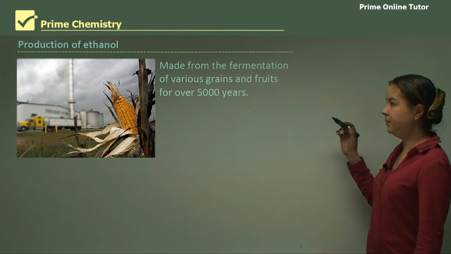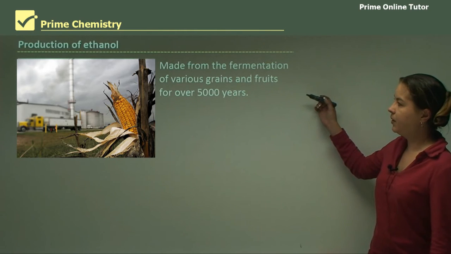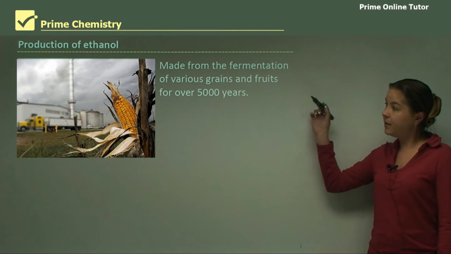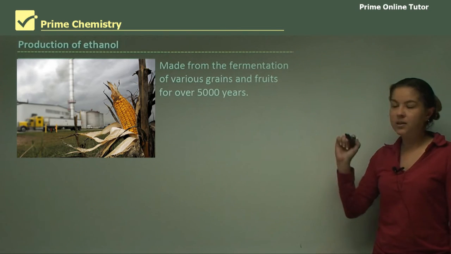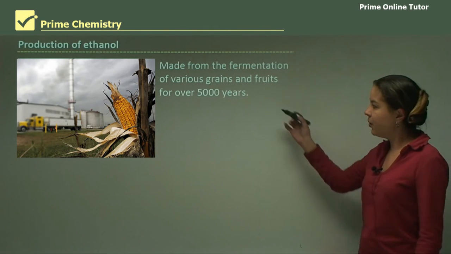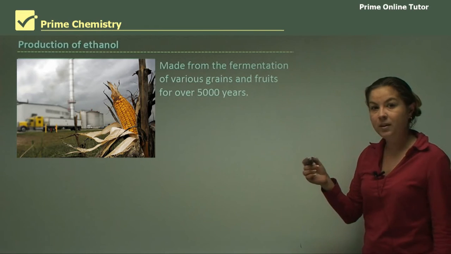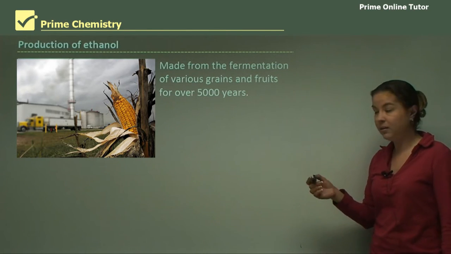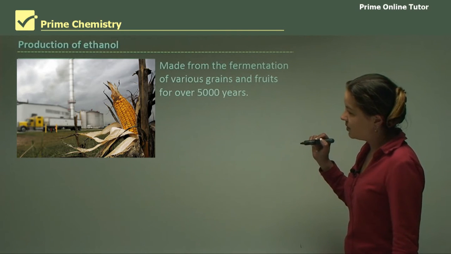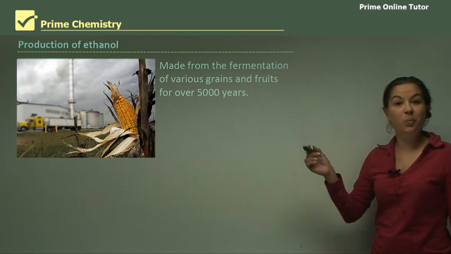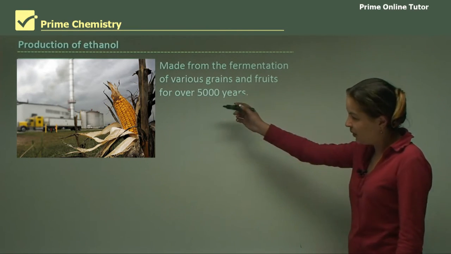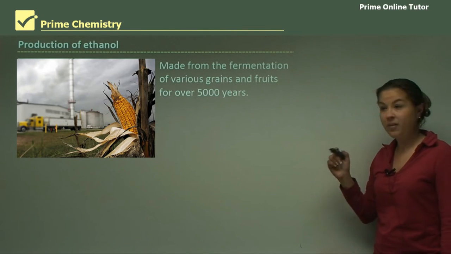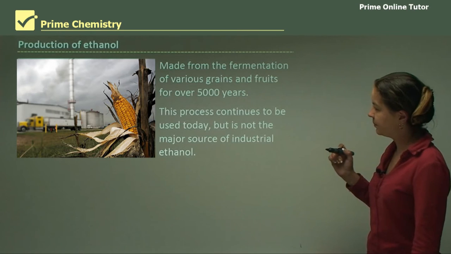So looking at the production of ethanol, now it's made from the fermentation of various grains and fruits from the past 5,000 years. So if you think about ancient times, they tried fermenting fruits and grains, and they came up with alcohol. And they came up with ethanol. They didn't know what it was back then, but if they left fruit rotting, they came out with ethanol, and they'd have quite a fun time.